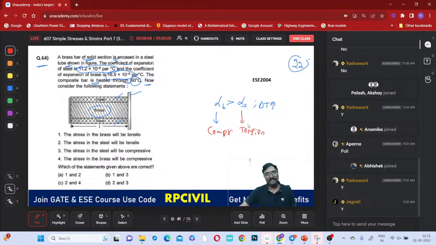Because brass is having more alpha, it will try to expand more, but what will the steel do? It will try to restrict the expansion of it, right? So how is it possible? It will reduce expansion, means compressive only. Now steel will expand lesser, but brass will make the steel expand more than its possibility, which means tension. So now which one is correct? Second and fourth are correct, right? Option C will be the correct answer.